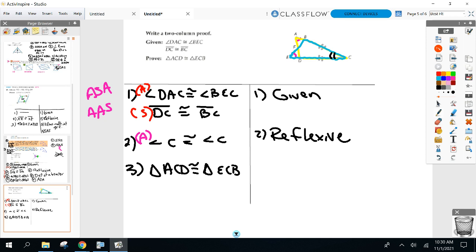Here's my suggestion. I highly recommend you use it. Right now, I want everyone off to the side to draw out triangle BEC. Take one of the triangles and draw it out. I'm just choosing BEC. So everyone just draw out triangle BEC.